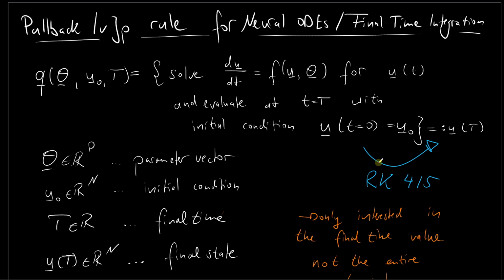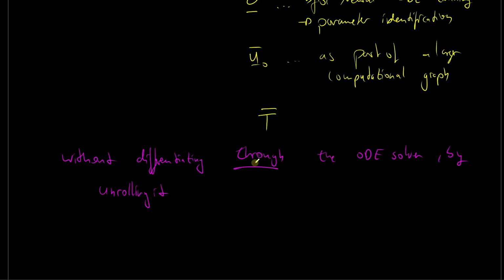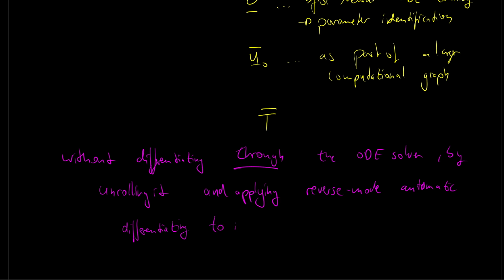I will leave you some links in the comment section on a comparison between what we're doing here and this other approach. But here we want to look at this implicit problem as a fixed supernode in our computational graph, for which we derive a custom pullback or a custom reverse mode rule. Okay, so let me go down here. This was saying we want to do this without differentiating through the ODE solver by unrolling it and applying reverse mode automatic differentiation to its operations. So as said, this is not what we want to do.